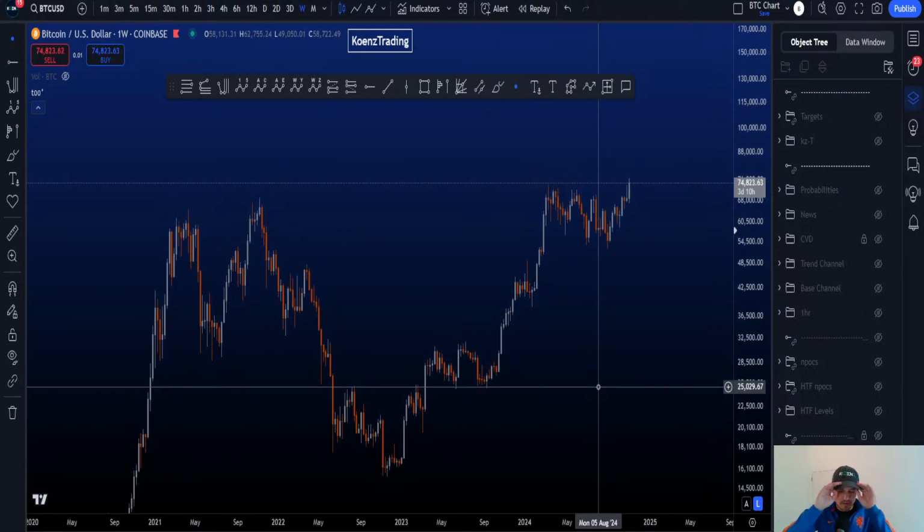Just to summarize, Elliott wave probabilities: the weekly is bullish, daily bullish. On the 1 hour time frame, we have the potential of a wave 5 ending and a retracement.